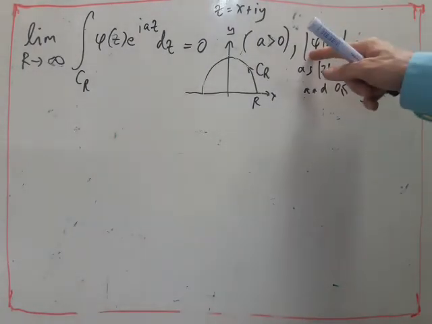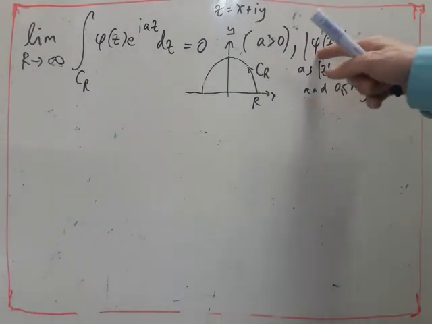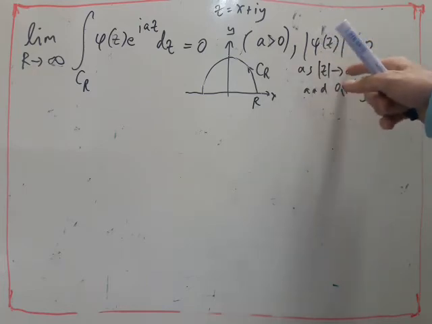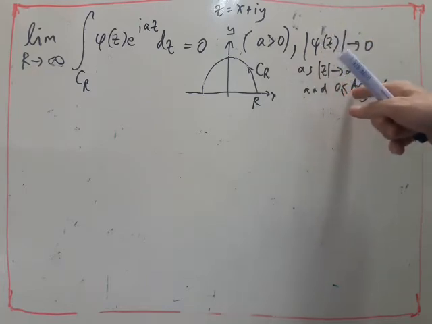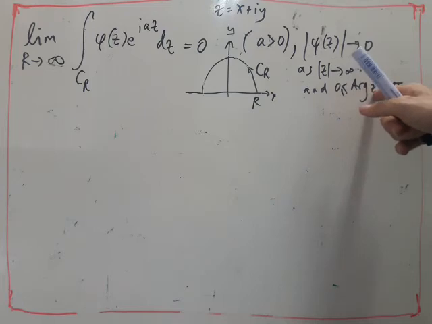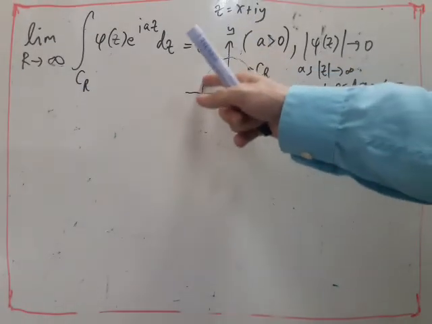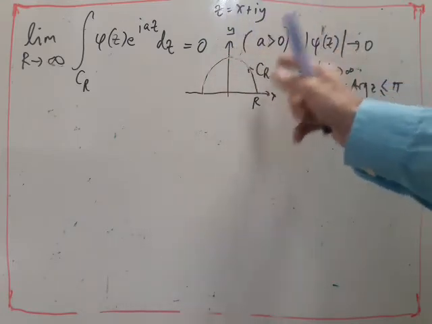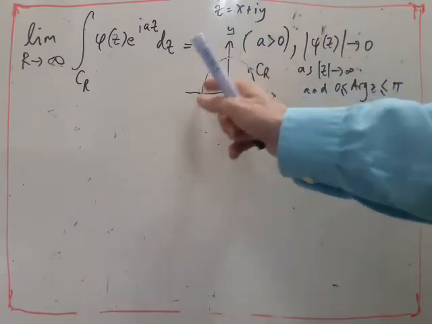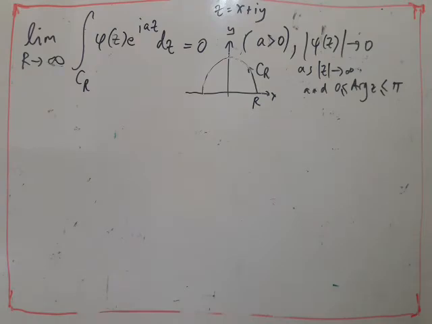More importantly, we need that the modulus of phi(z) goes to 0 as z goes to infinity, as long as the argument of z is in this region. So basically what we want is that phi(z) goes to 0 along this contour as the contour gets larger and larger, gets infinite radius.